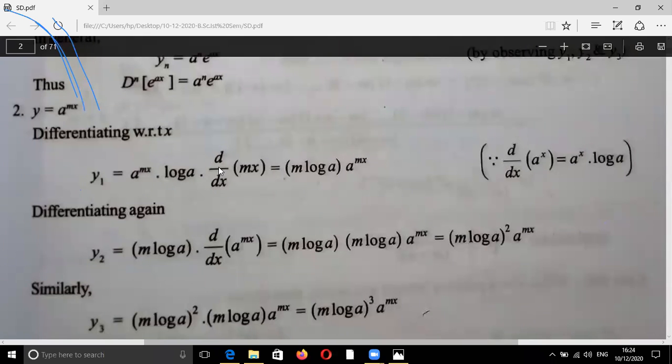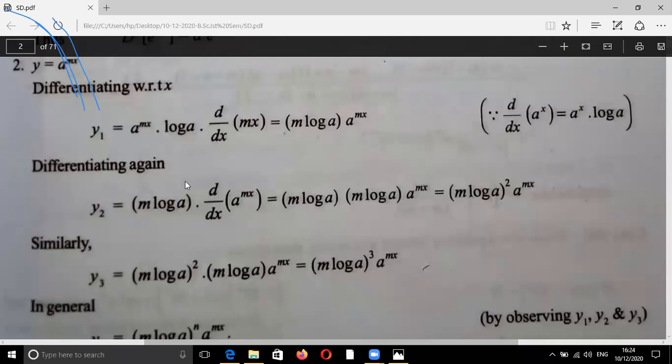Now the inner derivative is d by dx of mx. With respect to x, you get m into 1 equal to m. Now what did you get? m log a into a to the power mx. Okay. Now again you have to differentiate. Of course here nothing is there, which means you can write that as to the power 1. Now differentiating again with respect to x to get y2. Now y2 means already you have m log a. M is a constant, a is a constant, log a is also a constant. You can write m log a outside. Now what do you have to differentiate? Only the term containing x. Here a to the power mx is there.